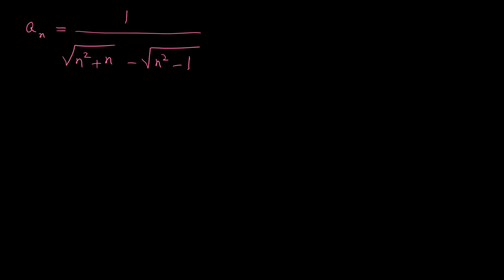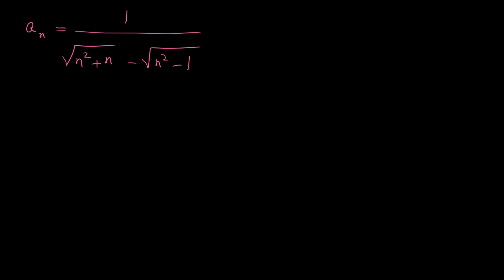Now look at this example. What is the limit of the sequence 1 over square root of n to the 2 plus n minus square root of n to the 2 minus 1? It should be clear that for finding the limit of this sequence, probably we are going to use the conjugate method. But before that, what is this limit? If n approaches infinity, this is infinity, and basically we have 1 over infinity minus infinity, which is an indeterminate form.